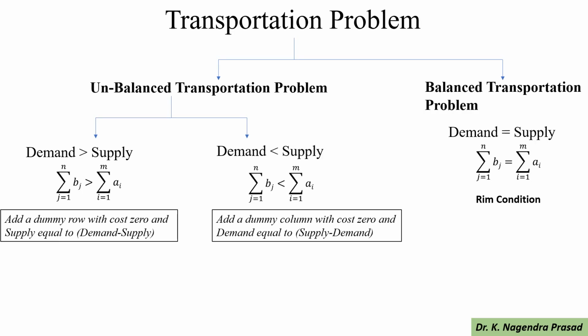Next, second condition: demand is less than the supply. So total demand is less than the total supply. We know that total demand, equal to the summation of j equal to 1 to n of Bj, is less than the total supply, which is the summation of i equal to 1 to m of Ai. In this condition, when the total demand is less than the total supply, we have to add a dummy column with cost 0 and demand equal to the supply minus demand.